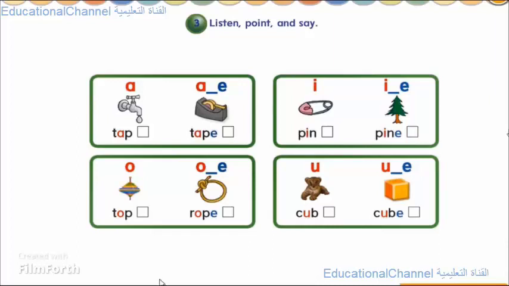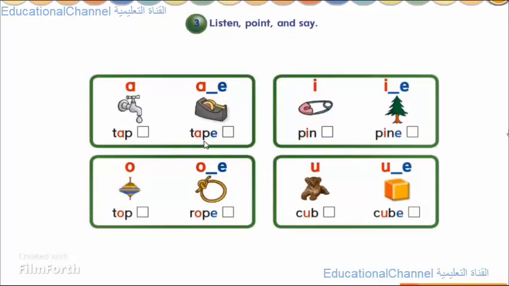A says, a, a, a, a, tap. A and E says, a, a, a, tape. Now you make the sounds and say the words. A, a, tap. A, a, tape.